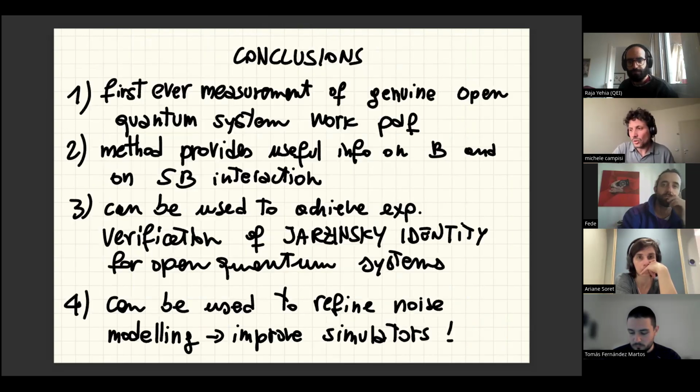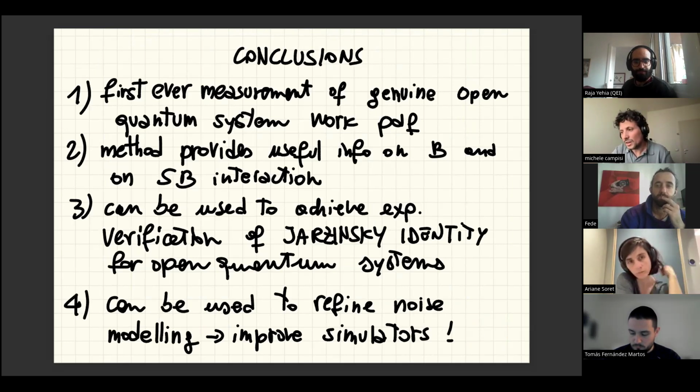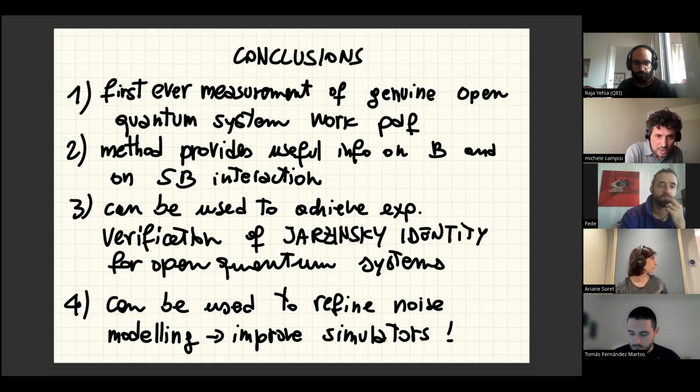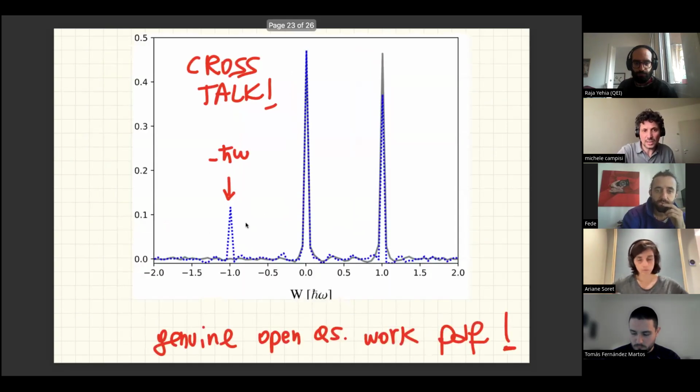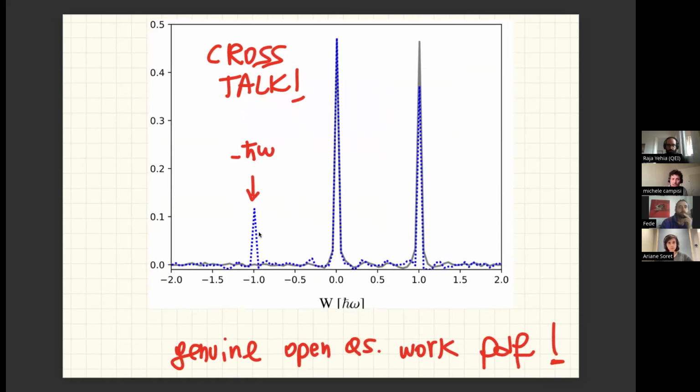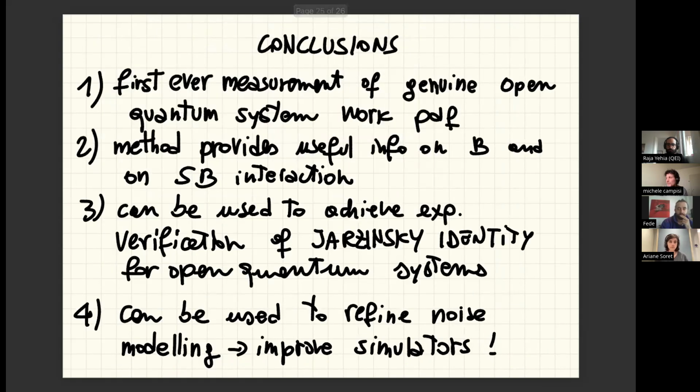Okay, so I think I'm going to go to the conclusions. To the best of our knowledge, this is the first ever measurement of a genuinely open quantum system work PDF. And by work PDF, I repeat, I mean the two-point measurement scheme work PDF. The method is useful because it provides information about the bath and the system-bath interaction. Specifically, in this case, it tells us that your qubit is interacting with other qubits. There is a major source of noise coming from them rather than, say, possibly thermal noise from the substrate on which the qubits are patterned. And in fact, it's known that crosstalk is a major issue, at least in the IBM quantum computer.